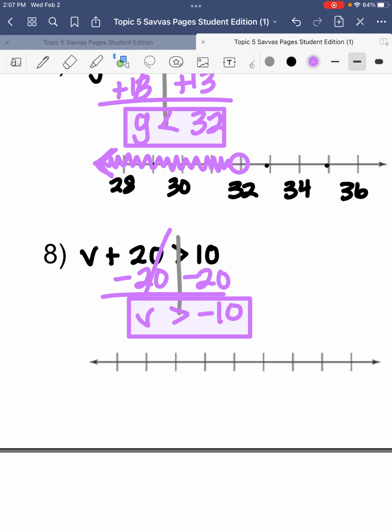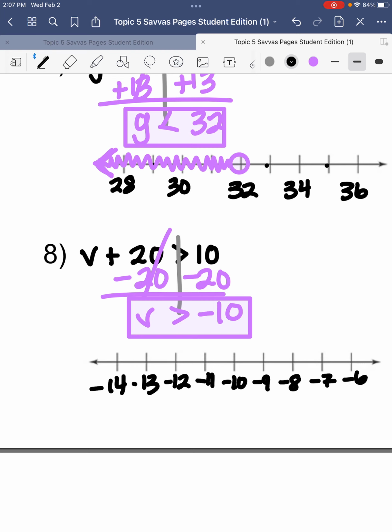And now I just have to graph it. So I know I want negative 10 to be kind of towards the center. So let's start with maybe negative 14, negative 13, negative 12, negative 11, negative 10, negative 9, negative 8, negative 7, and negative 6. Okay?